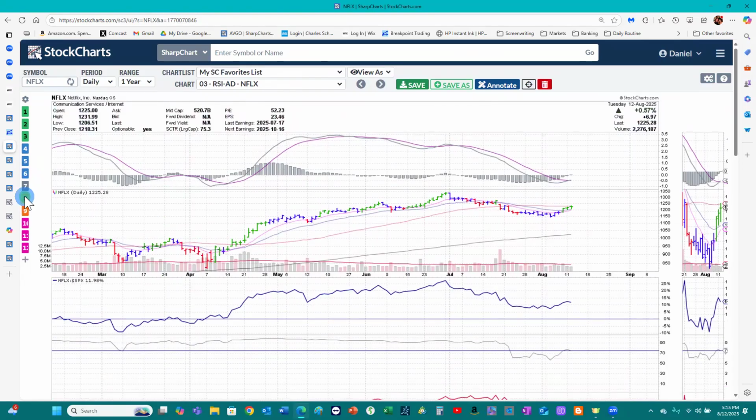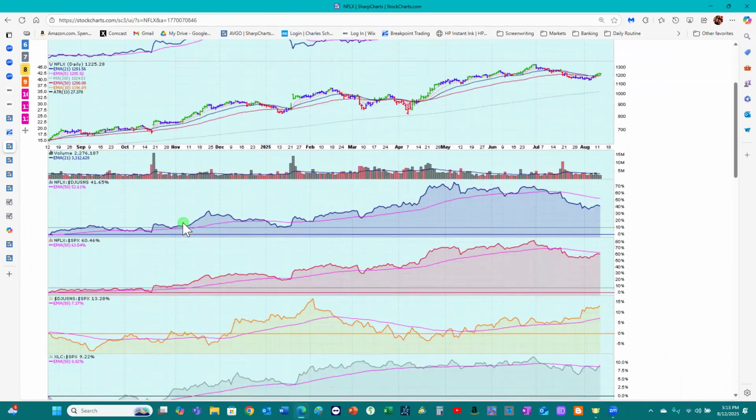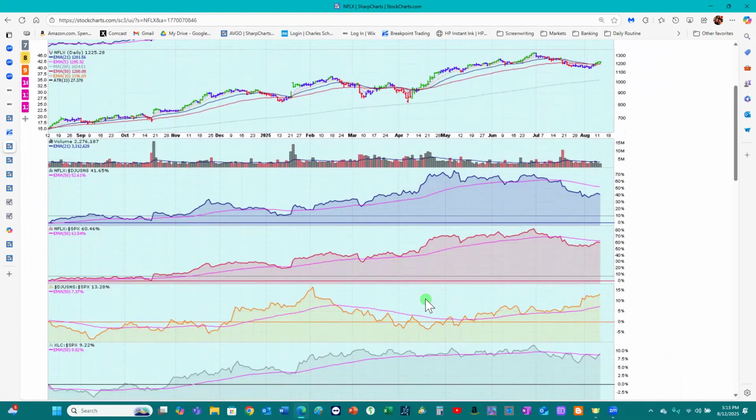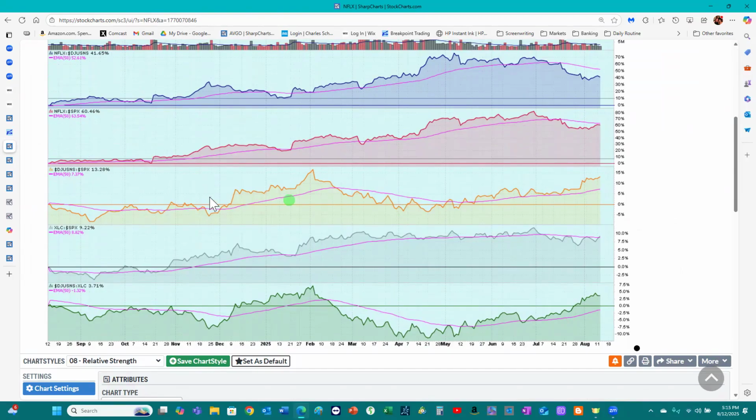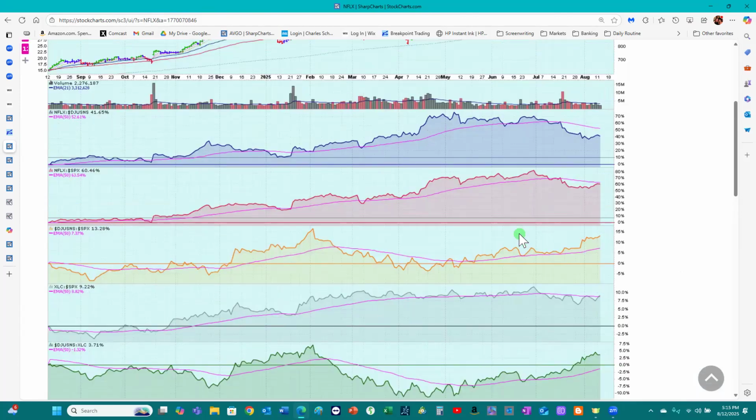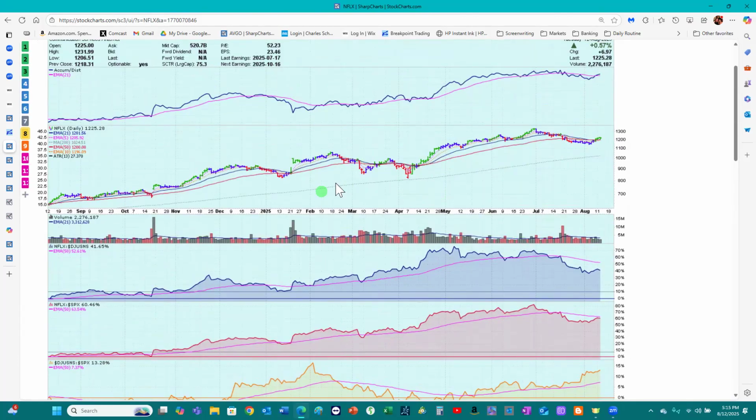Number 8 is my relative strength chart. So how's it doing versus its peers, versus the S&P? How does this industry group do versus the S&P? How does the sector do versus the S&P? And then how does the industry do versus its own sector? So this just shows you the strength of this. In this case, it's Netflix, so we would expect that to be pretty strong.